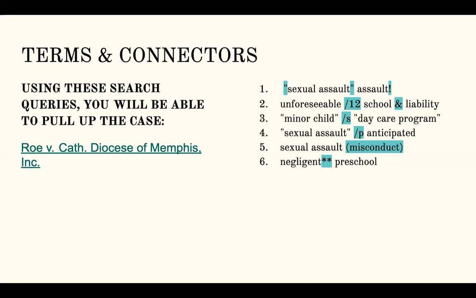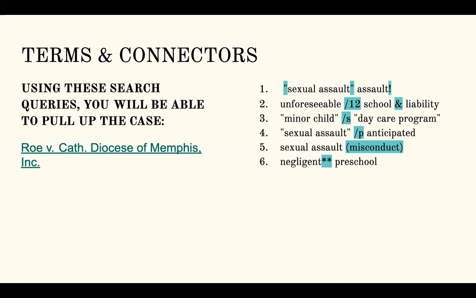Number 3, we move on. We see minor child in those quotation marks again, meaning that minor is going to come first and child is going to come second. That forward slash and an S, and then again in quotes, daycare program. So you're going to find daycare program in that exact order. That forward slash S stands for within the same sentence. So you're going to find minor child within the same sentence as daycare program.